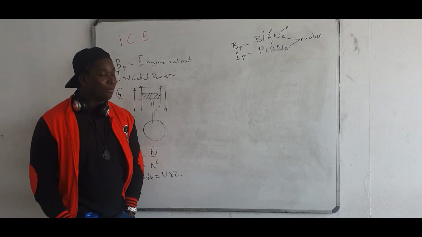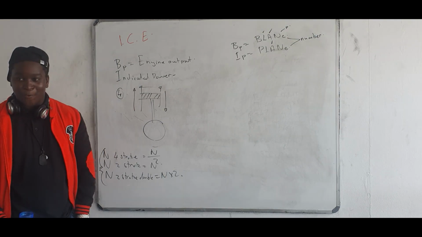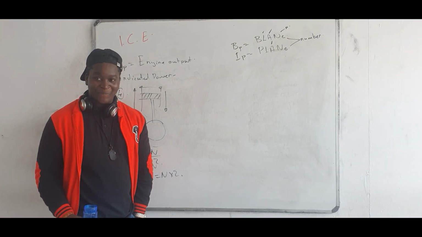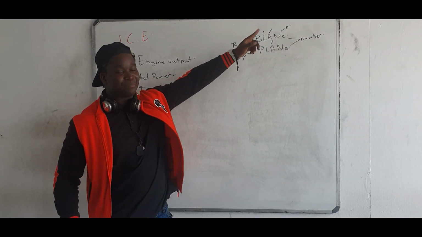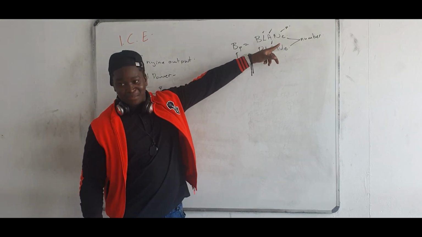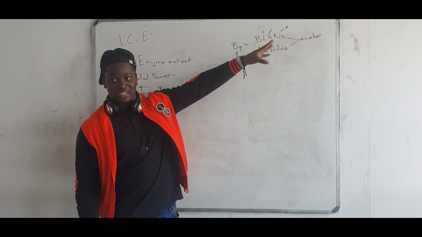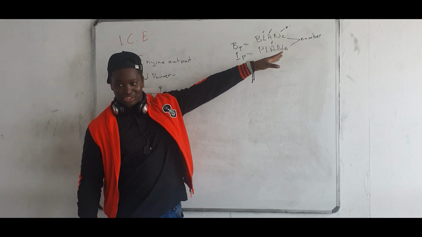If the B stands for brake pressure, what does the P stand for? It stands for indicated pressure, right? Yeah. This is the mean indicated pressure. This is the pressure of the cylinder. So that's the mean indicated pressure. That's your formula.